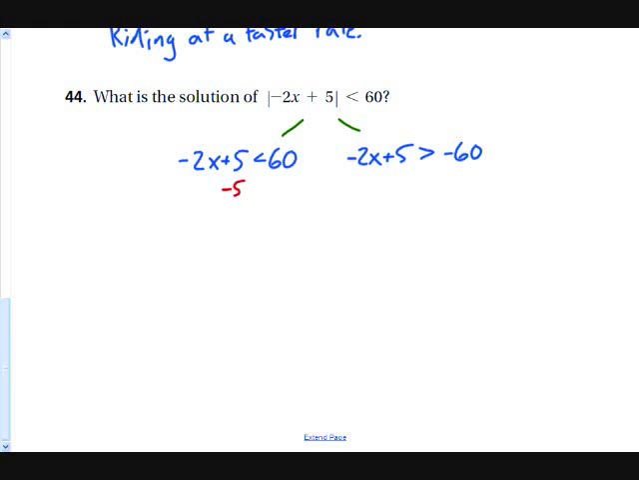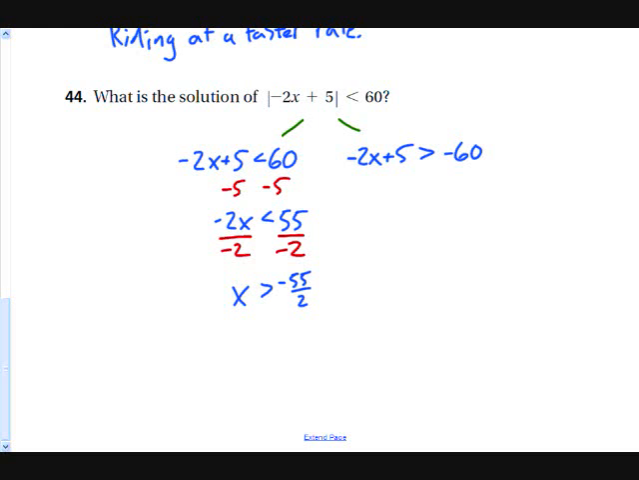When I look at this first one, I'm going to subtract the 5 from each side. So I get a negative 2x is less than a positive 55. And now I've got to divide each side by a negative 2. And keep in mind, since this is an inequality, when I multiply or divide by a negative, I have to flip the inequality sign, so now it's a greater than symbol. And this is going to be a negative. We can leave it as an improper fraction, which is a negative 55 over 2.